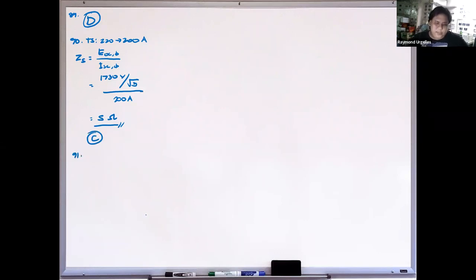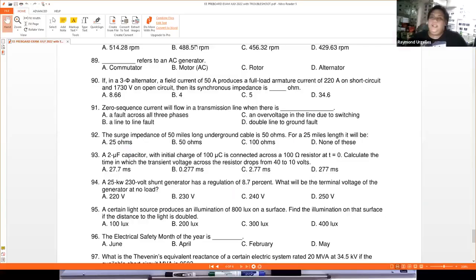Next number, 91. Zero sequence current will flow in a transmission line when there is... Okay? So again, remember the choices. Letter A is a balanced fault, so it has no zero sequence. The line-to-line fault has only positive and negative sequence, right? There is no zero sequence.